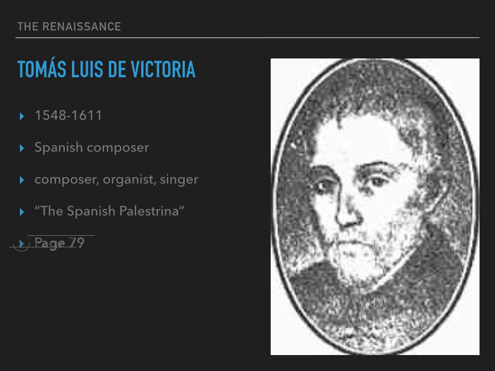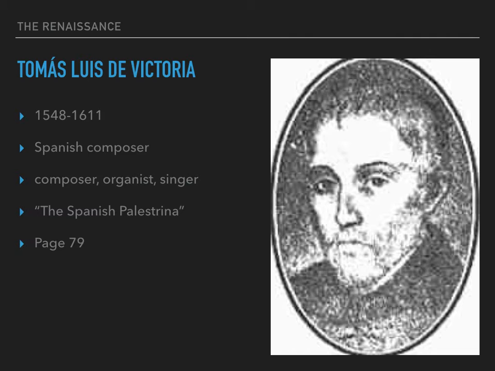Tomás Luis de Victoria is a Spanish composer. Sometimes he's called the Spanish Palestrina. He is a very important composer of the Counter-Reformation, and he, along with Palestrina and some other composers, was very important and very influential. He's writing in Spain, a part of the Spanish school. He was an organist as well as a singer and a composer. He may have been taught by Palestrina, and a lot of his music is very similar to it.